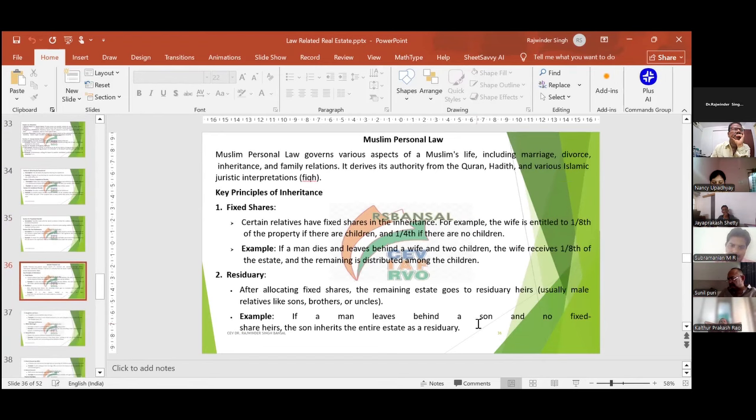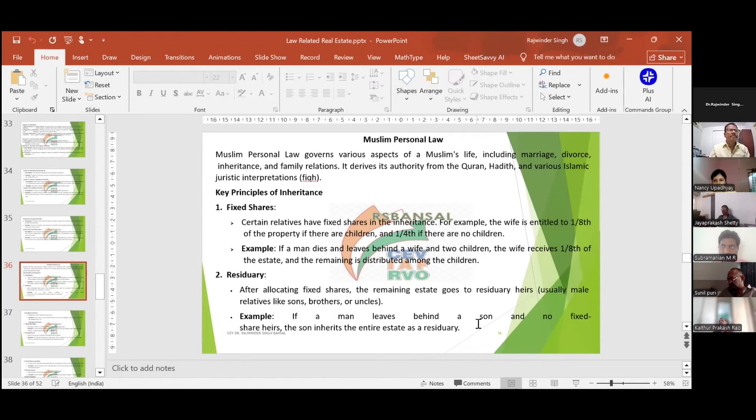Then next is Muslim personal law. Muslim personal law governs the aspects of, as Hindu personal law has been very clearly explained to you by engineer Web. So now we will discuss the Muslim personal law. Muslim personal law governs various aspects of Muslims' life, including marriage, divorce, inheritance, and family relations. It derives its authority from the Quran, Hadith, and various Islamic juristic interpretations.